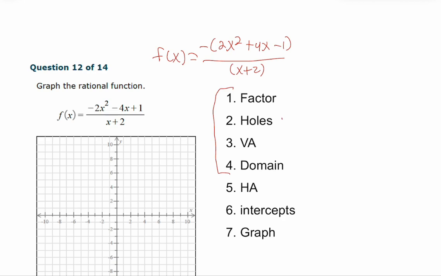So that tells us there is no hole. There is a vertical asymptote where x plus 2 equals 0, or x equals -2. So let's put that on there. The domain only skips -2, so it goes from -infinity, skips -2, and then goes from -2 to infinity. So this graph is in two pieces.